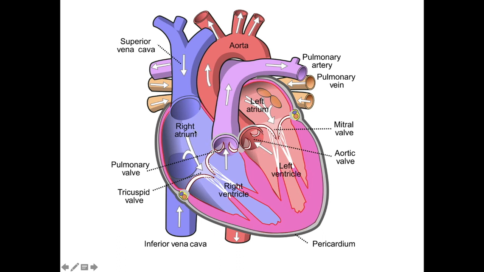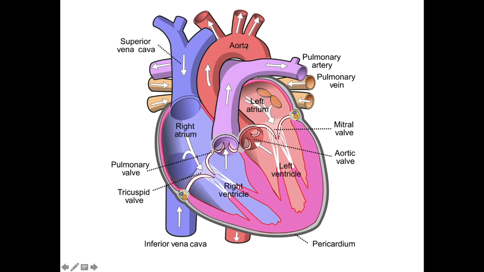Then on the right side, you can see there is a right atrium and a right ventricle. Here there is a valve, and this valve is called the tricuspid valve. This also ensures no blood enters back into the right atrium. And when the blood goes from the right ventricle to the pulmonary artery, there are valves again, and these valves are semilunar valves.